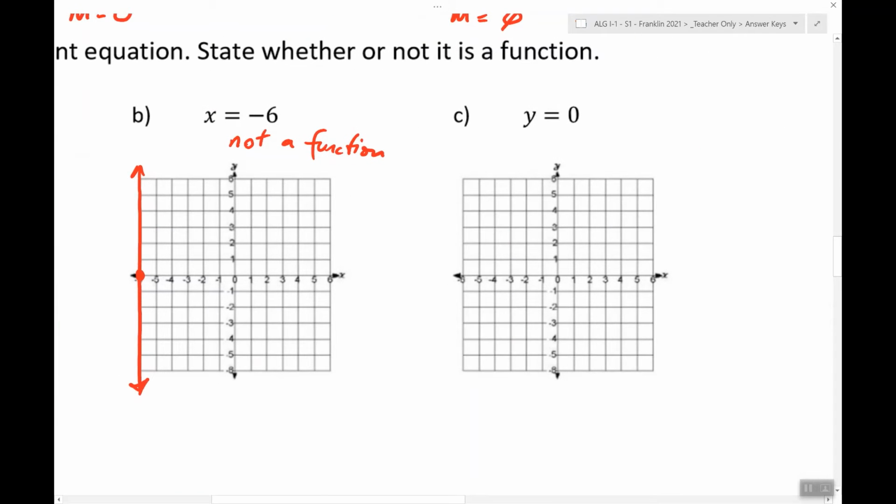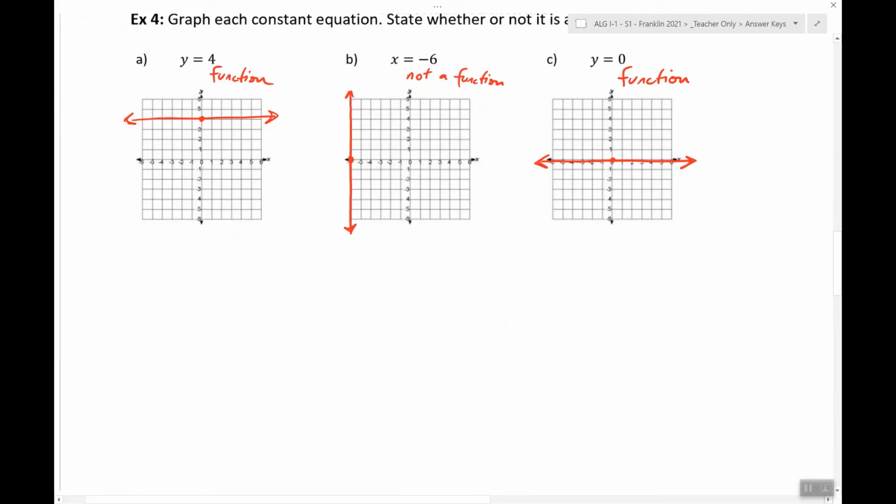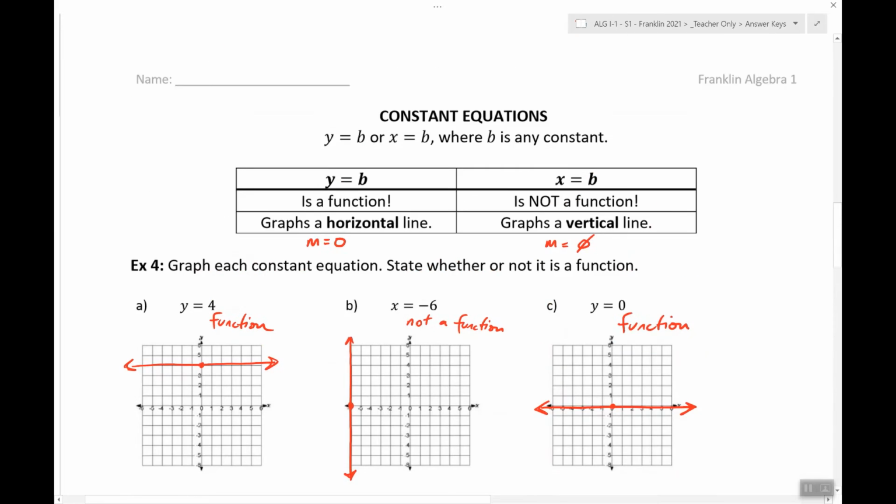All right, y equals 0. So this goes through 0 on the y-axis. So this is a horizontal line right on the x-axis. This is actually the equation for the x-axis. But this is a function because it passes the vertical line test. I think that is it for these notes.